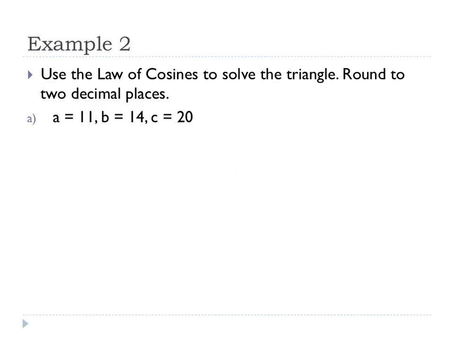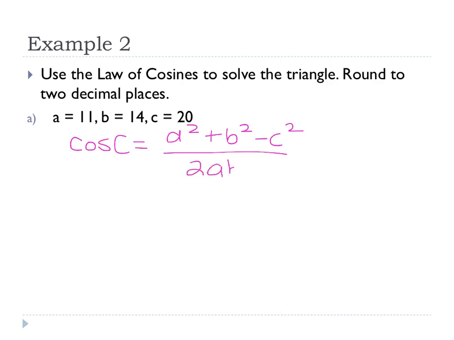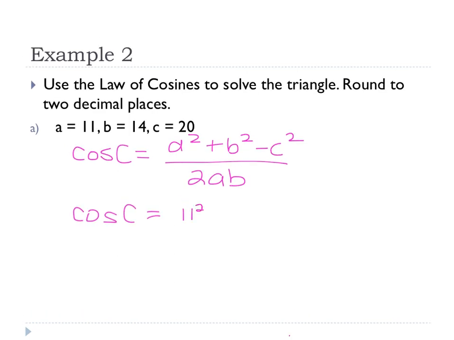So when you look at this, it says use law of cosines to solve the triangle, rounding to 2 decimal places. A is 11, B is 14, C is 20, which means which angle are you finding first? C. So the cosine of C is A squared plus B squared minus C squared over 2AB. So the cosine of C is 11 squared plus 14 squared minus 20 squared, all over 2 times 11 times 14.